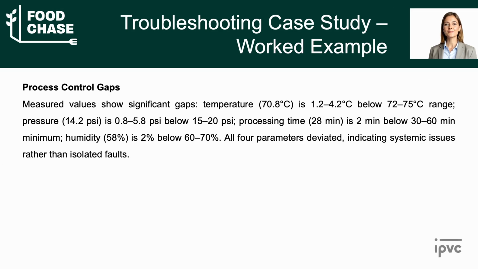Process control gaps. Measured values show significant gaps. Temperature, 70.8 degrees Celsius, is 1.2 to 4.2 degrees Celsius below the 72 to 75 degrees Celsius range. Pressure, 14.2 pounds per square inch, is 0.8 to 5.8 pounds per square inch below 15 to 20 pounds per square inch. Processing time, 28 minutes, is 2 minutes below the 30 to 60 minutes minimum. Humidity, 58%, is 2% below 60 to 70%. All four parameters deviated, indicating systemic issues rather than isolated faults.